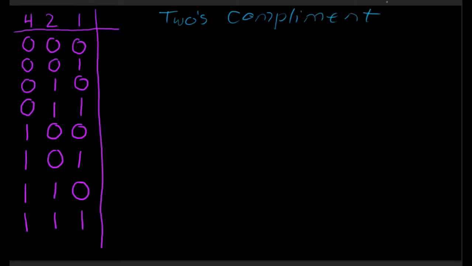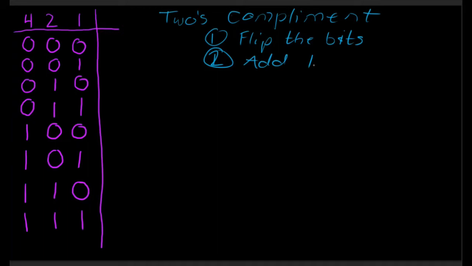Complement. If I misspell anything, I apologize. I am not a very good speller. So now the way we did 2's complement is we did the same thing as 1's complement. First we flip the bits, and then we add 1. This is number 2: we add 1. So let's see how this works out for us.